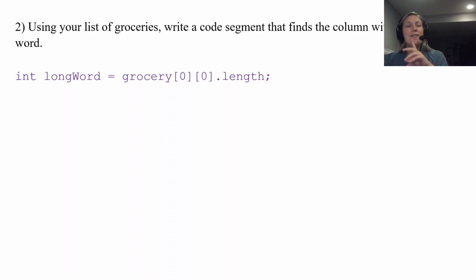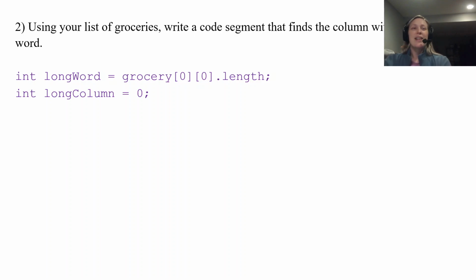So again, now I'm going to use a long word, grocery[0][0].length. So that integer variable is going to keep track of the length of my longest word. I just want to find the column that has the longest word. I don't care about what the longest word is. And because I don't care what it is, I just made a variable that keeps track of the length of it. Okay. Again, there's going to be a lot of ways you can write this code, but this is just an example of one way you can do it. Okay, so just go with me. If you see a better way, I love that for you, but this is just one example.